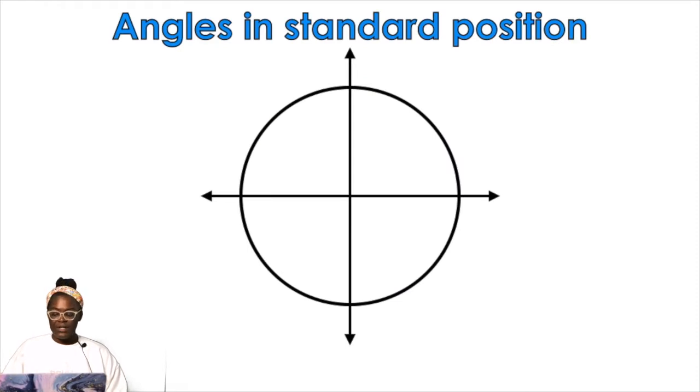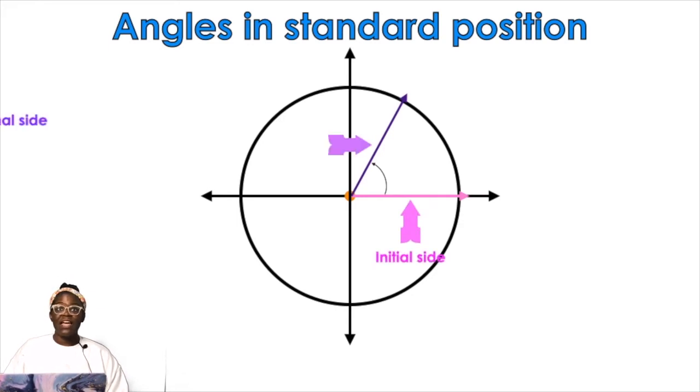So angles in standard position, first of all, you have the bottom ray that starts on the x-axis, and then you have the ending ray, which we will talk about in a second. And then you have your vertex. So those are the three parts. You have two rays and a vertex. The first ray is called the initial side. The second ray is called the terminal side, so the ending side. And then of course we have our vertex that connects the two.